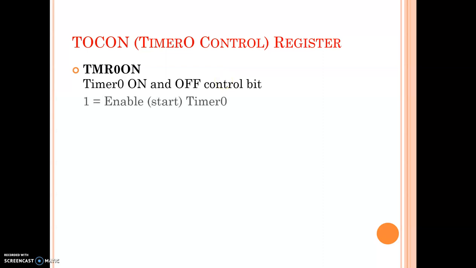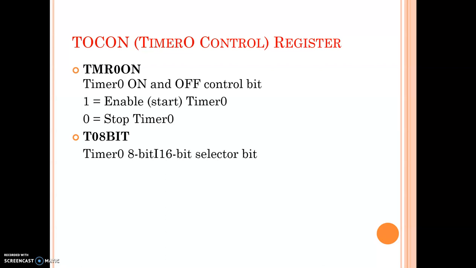Now let's start with the first bit, that is the D7 bit, the timer 0 on bit. It is simply used for on/off control of timer 0. When it is 1, it is going to start the timer. When it is 0, it is going to stop timer 0. That's why it is named timer 0 on.